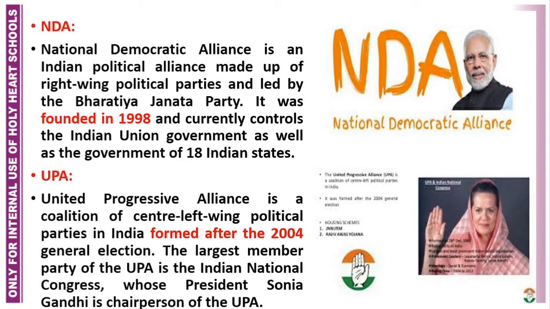Next is UPA. UPA means United Progressive Alliance. It is a coalition of central left-wing political parties in India formed after the 2004 general elections. The largest member party of UPA is the Indian National Congress, whose president Sonia Gandhi is the chairperson of the UPA. As we have seen, the NDA chairperson is now Narendra Modi and the UPA chairperson is Sonia Gandhi. So UPA is mainly led by the Congress party and NDA is mainly led by the Bharatiya Janata Party.